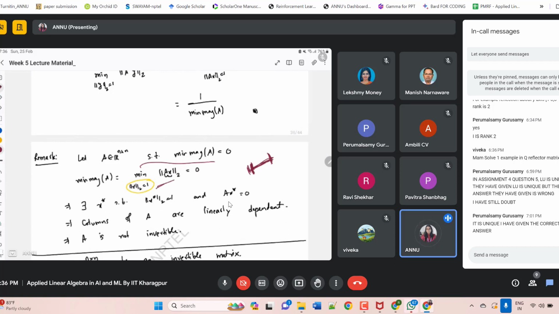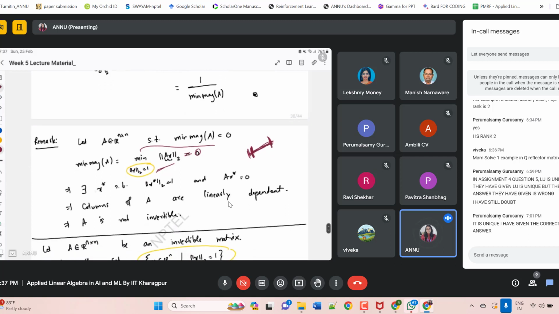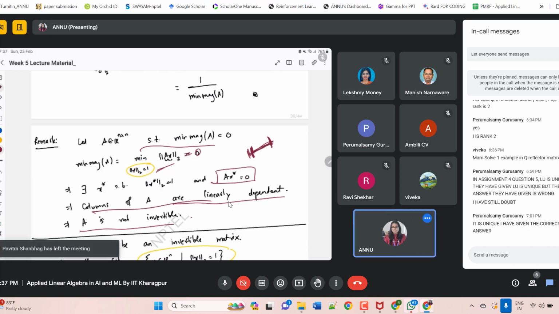If it is 0, then what does this mean? The scalars making the linear combination of the columns of A equal to 0 should also be 0. So there exists x star such that mod of x star equals 1 and A of x equals 0. So the columns of A are linearly dependent. A is not invertible in that case, when this minimum of magnitude of A is 0.